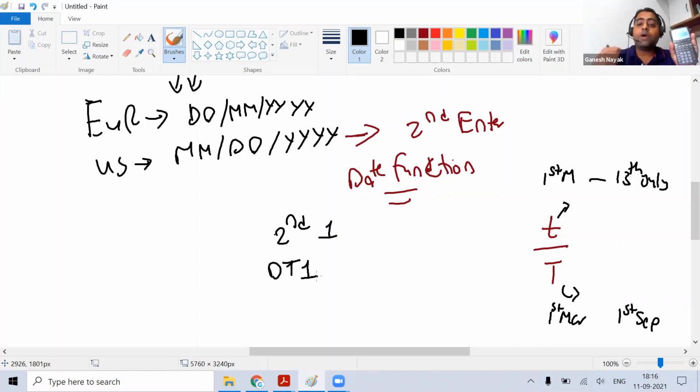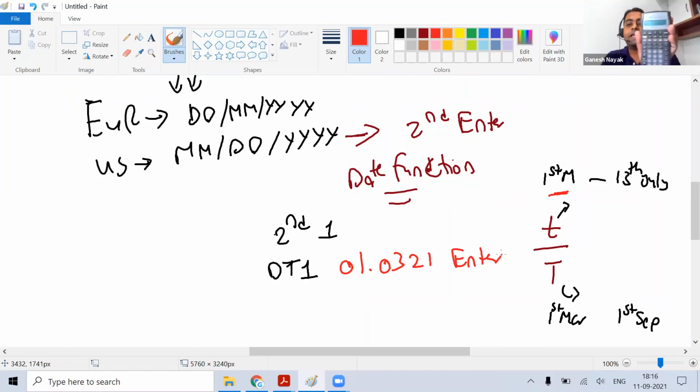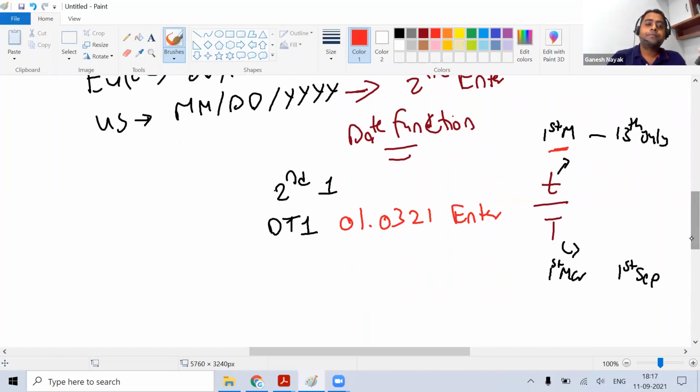Now you have to add the date. Which date are you going to add? This one, 1st March. How will you do it? Press this on the screen on your calculator: 01.0321 and then press enter. I'm doing it right now. 01.0321 and enter. I can see 1/03/2021. Is everybody getting that number? Yes, you have to press enter. If you miss that, you will not be able to do it.